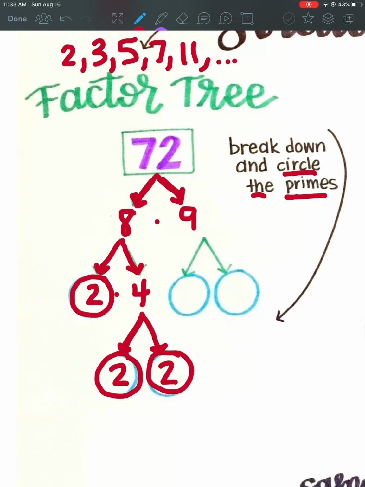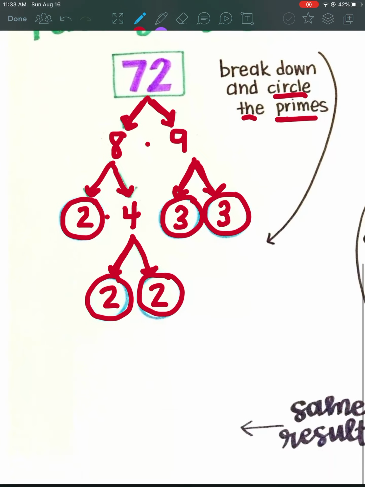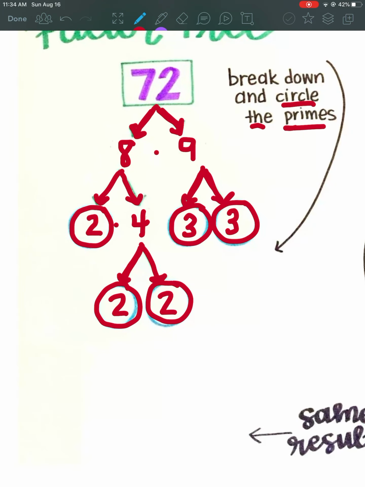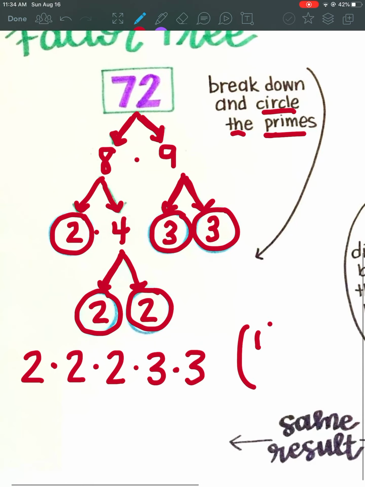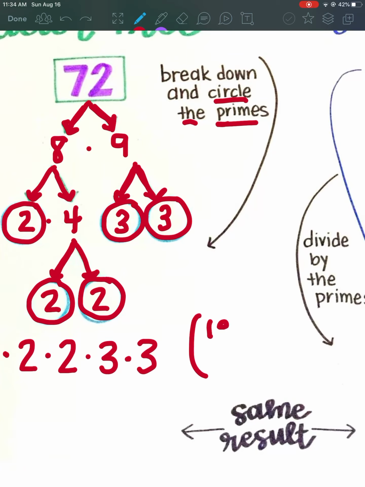The 9 was composite. So 9, what times what gives us 9? Well, that's our 3 times 3. And both 3's are prime. So I circle them. Okay, when you're done then you can look at all the circled numbers. Now we do want to write them from least to greatest. So I'm going to take the 2's first. So 2, remember this dot I'm putting there, that means multiplication. So 2 times 2 times 2, and then we have 2 3's, so times 3 times 3. So I'm going to put here, we want to put them least to greatest.